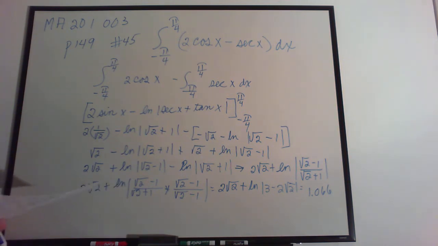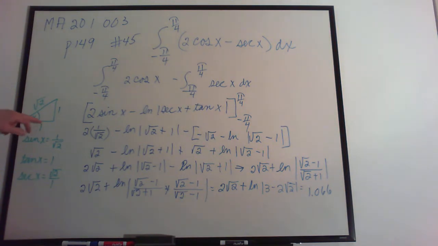So plug in pi over 4. All right, you're going to get 1/2. Okay, you need to remember the trig formula for 45-degree angle, which is pi over 4. Side opposite will be 1, side adjacent is 1, hypotenuse will be square root of 2. So sine of x is 1 over square root of 2. Tangent of x is 1 over 1. Secant of x is square root of 2 over 1.